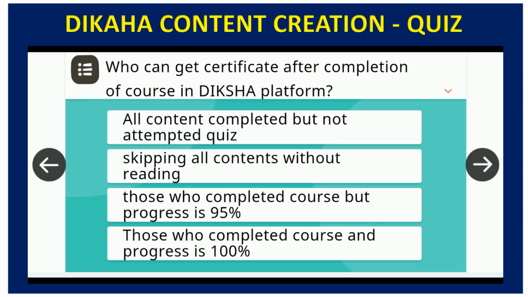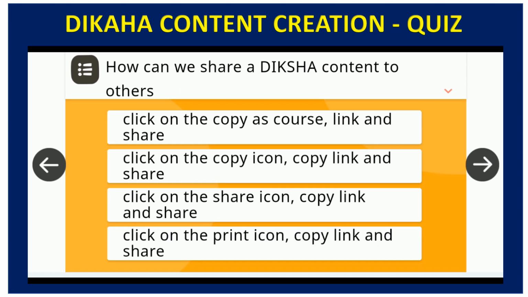How can we get a certificate after completion of a course in the Diksha platform? All content completed but not attempted quiz. Skipped all content without reading. Those who completed course but progress is 95%. Those who completed course and progress is 100%. This is the correct answer.